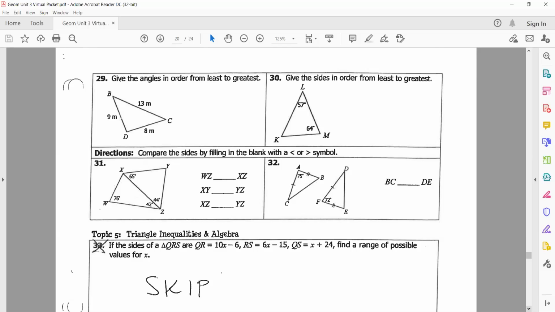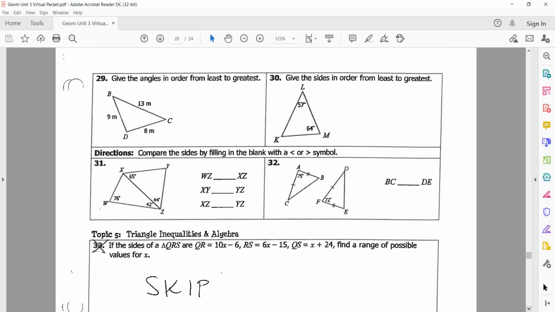Well, the angles are going to be in the same order from smallest to largest as the sides that they're opposite. So if you look at that example number 29, the shortest side is opposite angle B, so angle B is the smallest angle. Angle C is the second smallest angle because it's opposite the side that's second longest. Angle D is the largest angle because it's opposite the longest side. That's the way all these ordering questions will work.